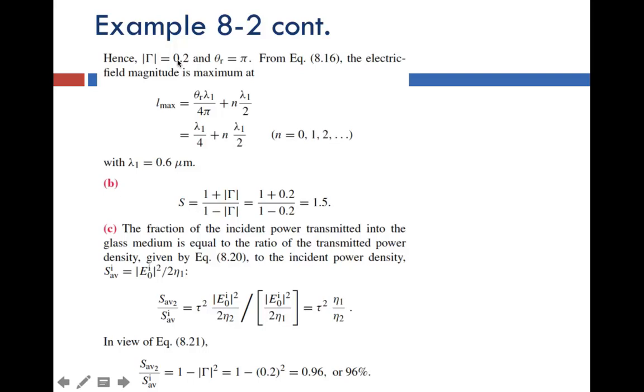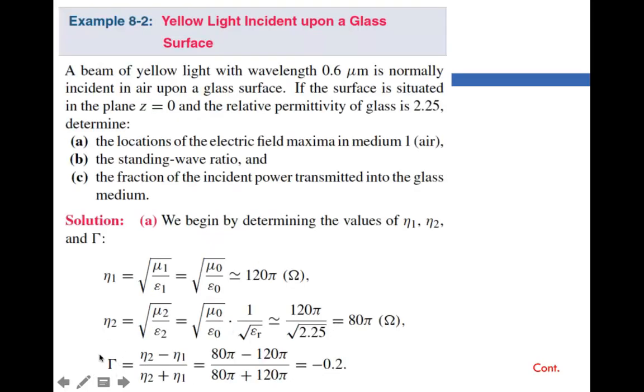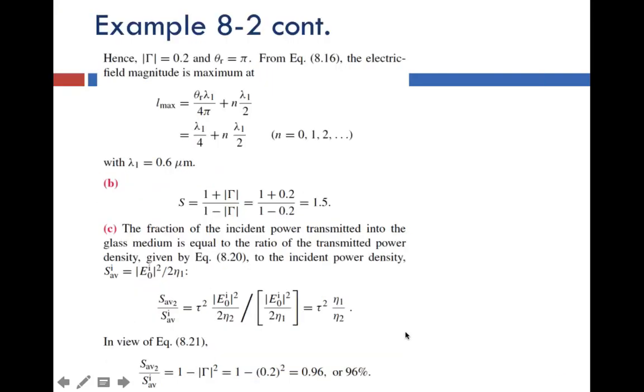Now, given the reflection coefficient, theta of the reflection coefficient is minus pi, so let's go back and figure out where that came from. Gamma, remember, is in general complex, and so we have minus 0.2, which means we have a phase angle of pi, because that gives us the negative sign, and a magnitude of 0.2. Now, taking our expression for the maximum, we take lambda 1, which is 0.6. We have theta r, and when we plug in lambda 1 equal to 0.6, we'll get the location of the maximum point.